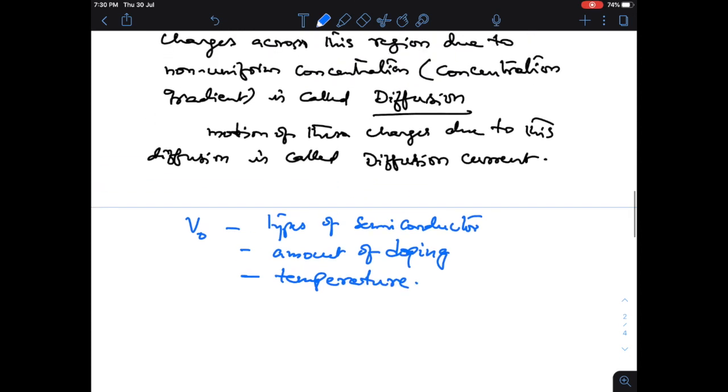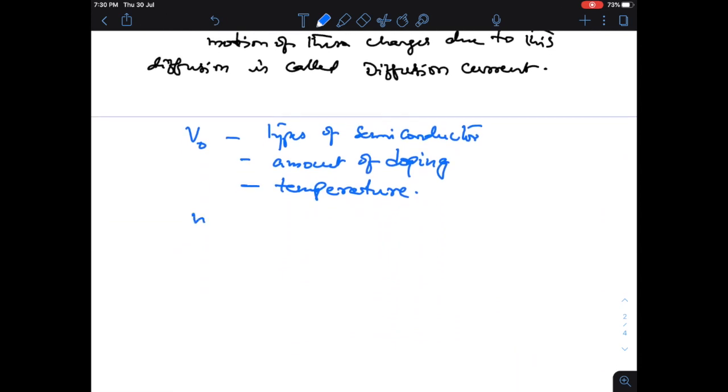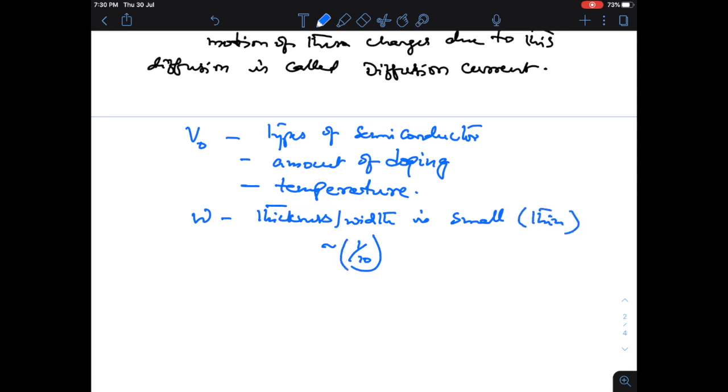And the width of this depletion region will be very small. The thickness, or width, is usually very small, of the order of 1/10 of a micrometer, which means very thin compared to the p type or n type material. So that will be very small, 1/10 of a micrometer.